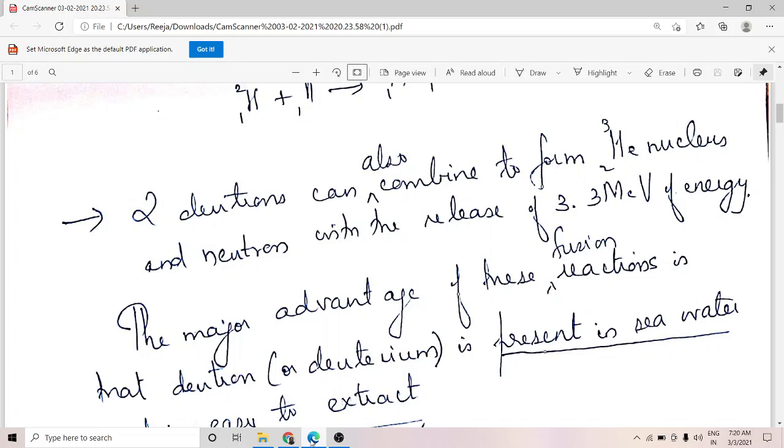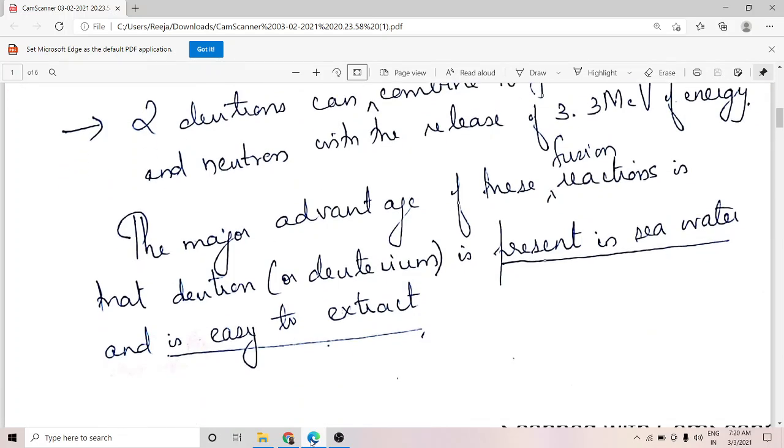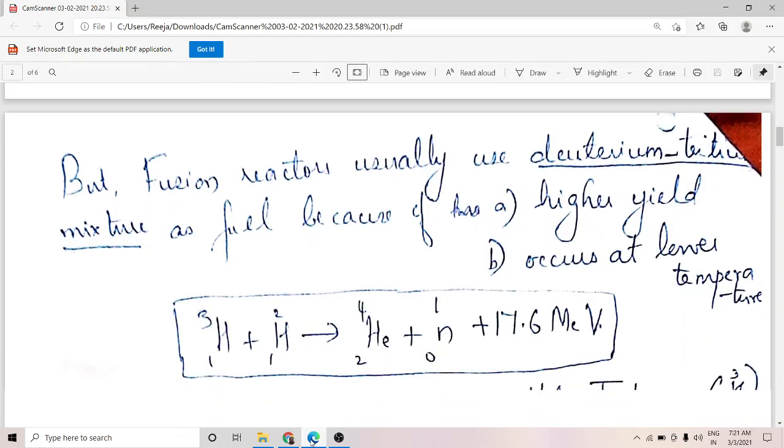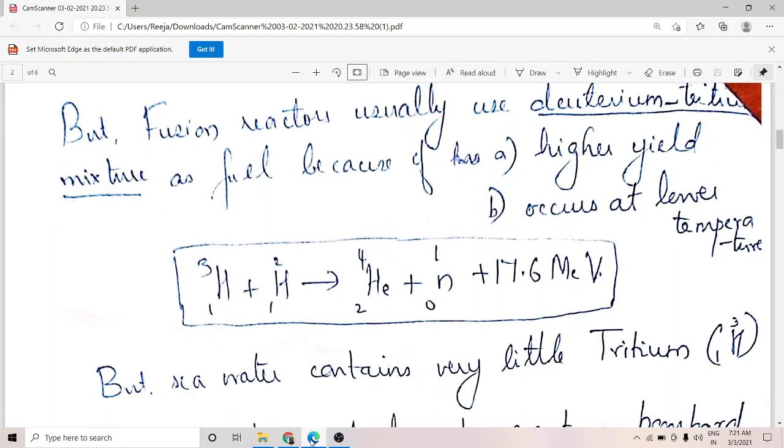Now, the major advantage of these fusion reactions is that deuterium is present in seawater and it is very easy to extract deuterium nuclei from seawater. So, deuterium can be very well used as a source in our fusion reaction because seawater is highly abundant on earth. But normally in a fusion reaction, we do not use deuterium alone. We use a deuterium-tritium mixture as fuel because of two reasons.